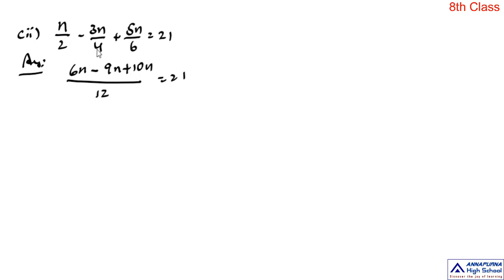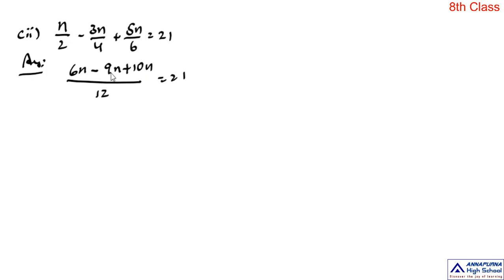Minus is there, minus. And second denominator is 4. So which number you multiply this 4, you get 12? 3. So 3 into 3n, it is equal to 9n. And plus is there, plus. And the third denominator is 6. So which number you multiply? 2. So 2 into 5n, 10n.